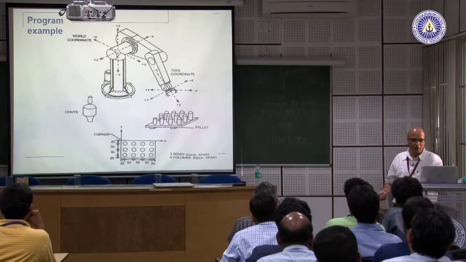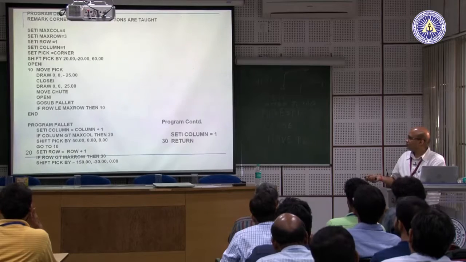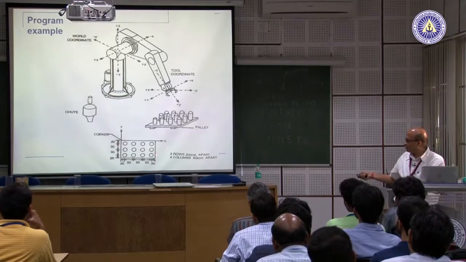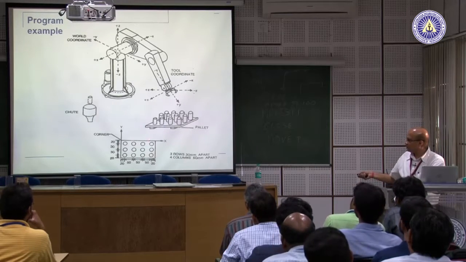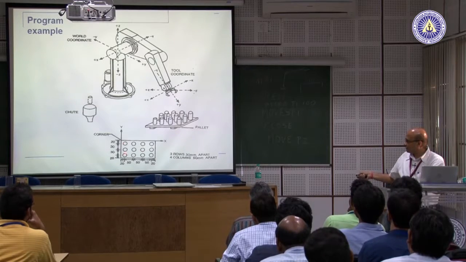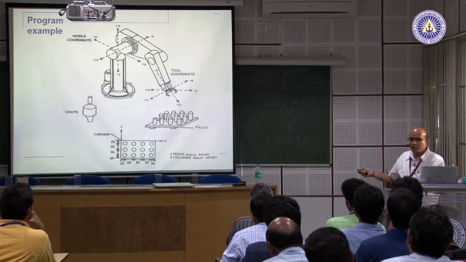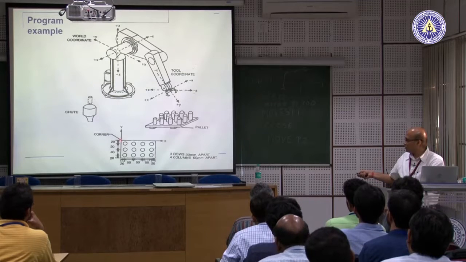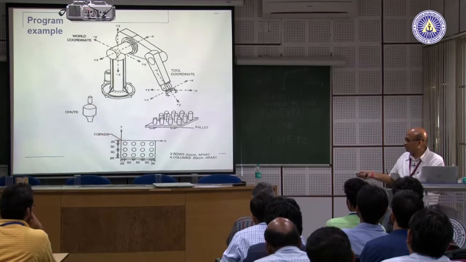So, how is this one written? First, we see that there are 3 rows and 4 columns. This is the top, this is the layout, the coordinates. So, the way this program is written is essentially we know the coordinates of that corner point. This is the coordinate of the point.